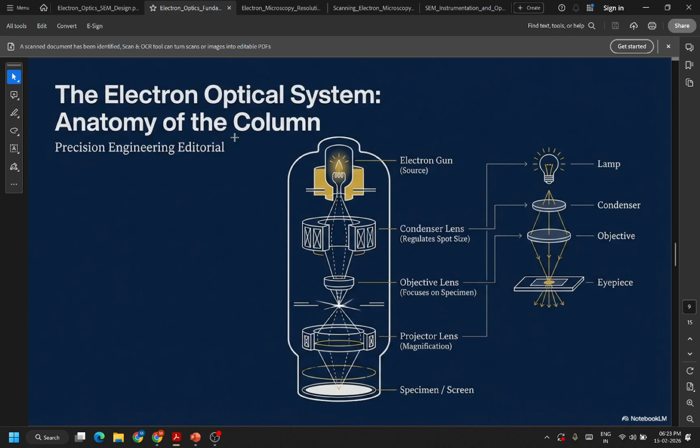So how does an electron optical system look like? The heart of the system is this thing called the column, which starts with an electron gun, which is the source, which then goes into the condenser lenses. The purpose of the condenser lens is to regulate the spot size. Then you have objective lenses whose function is to focus the beam. Then you have projector lenses which are used to change the magnification of the image.